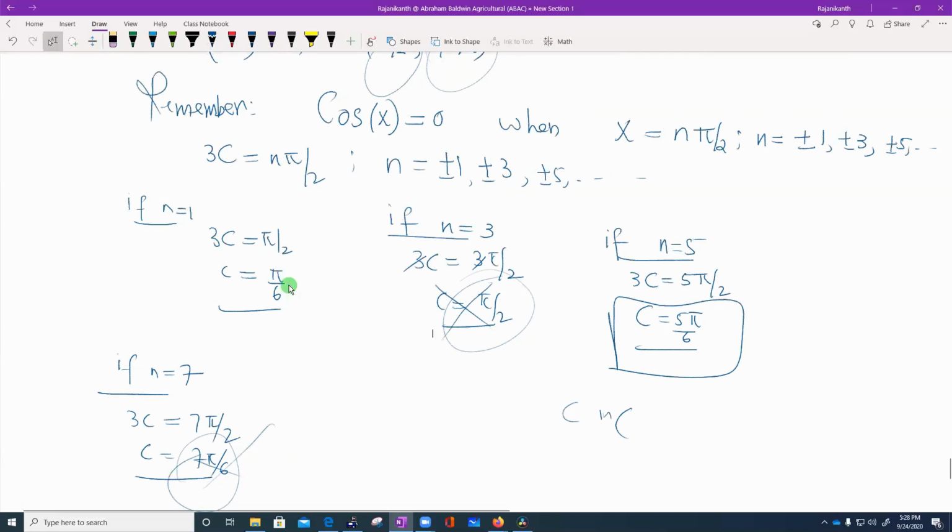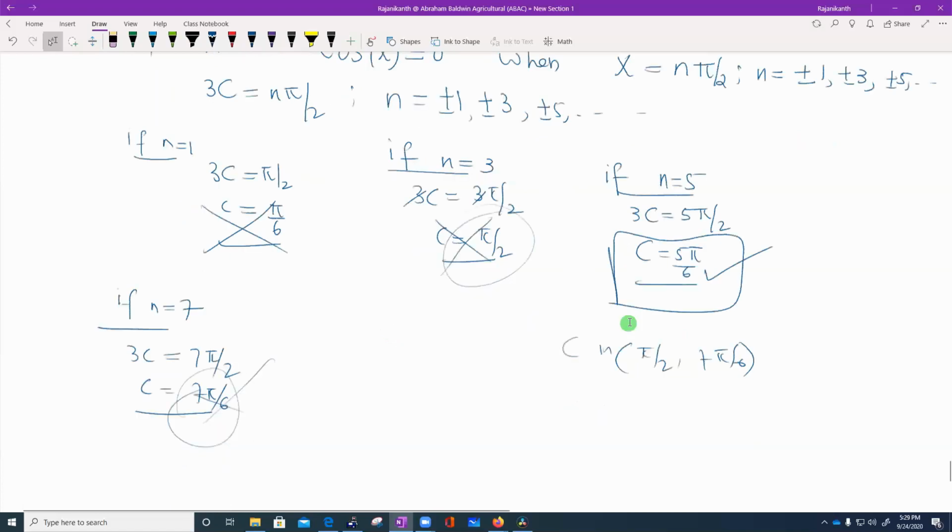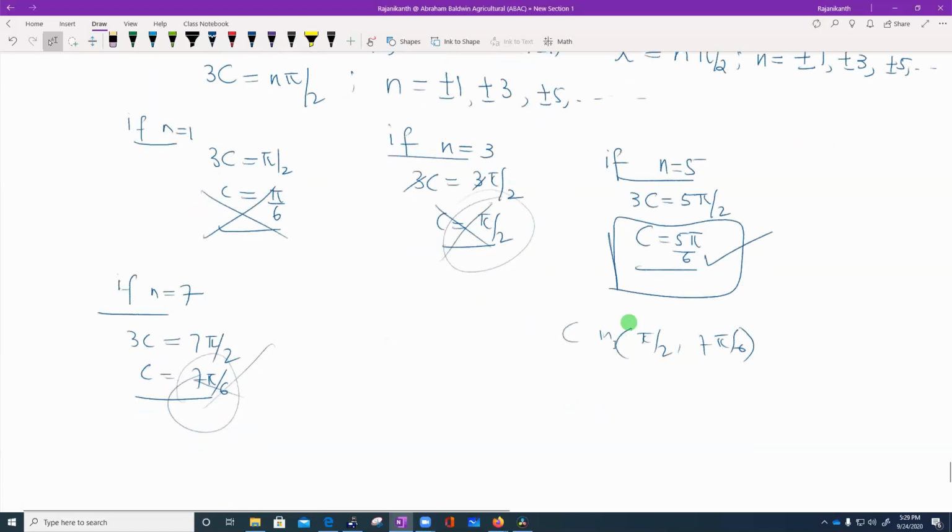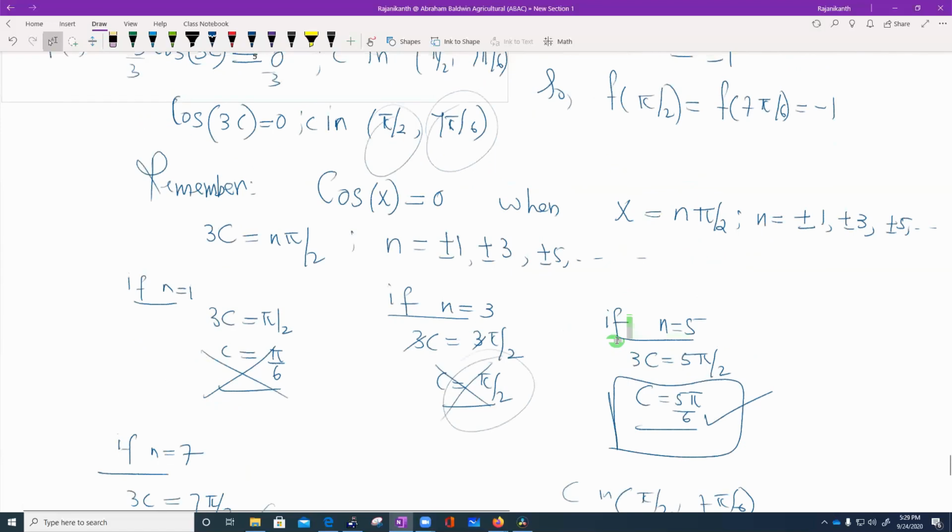Again, pi over 6 is not in my interval. My interval is pi over 2 to 7 pi over 6. So pi over 2 is here, pi over 6 is outside of the interval, so we don't want that either. So the only possible critical value in that interval is 5 pi over 6. A lot of work, right? Yeah. So therefore, the possible critical value is 5 pi over 6. Make sense, William?